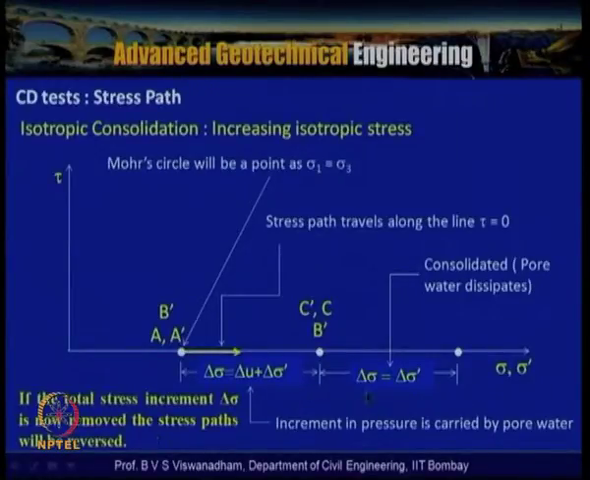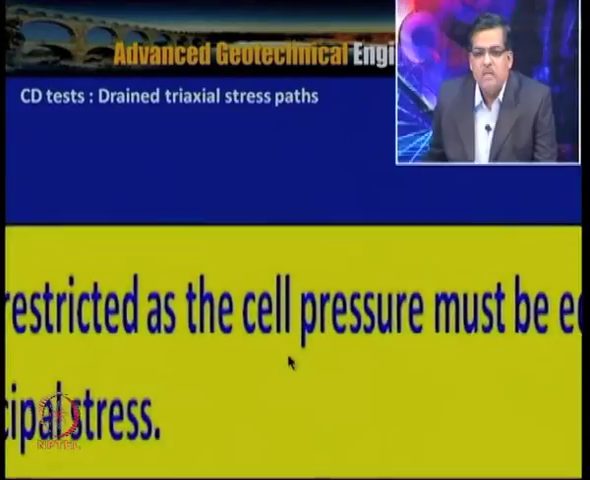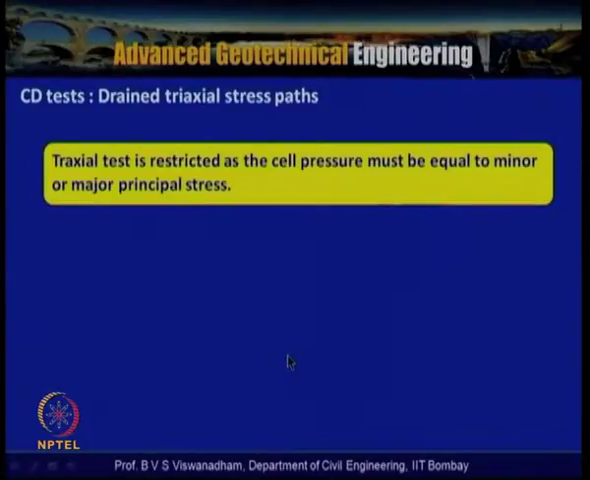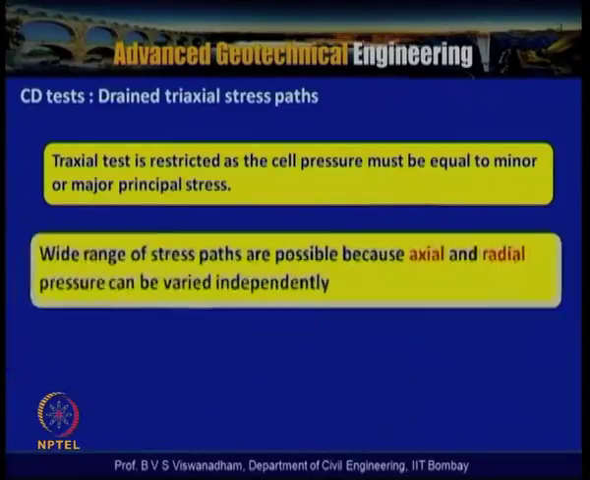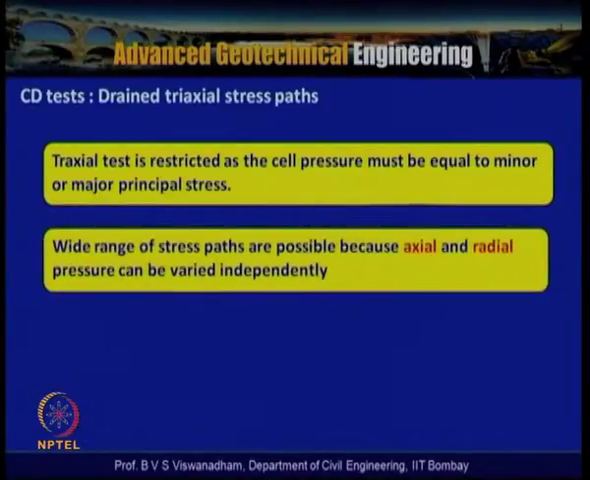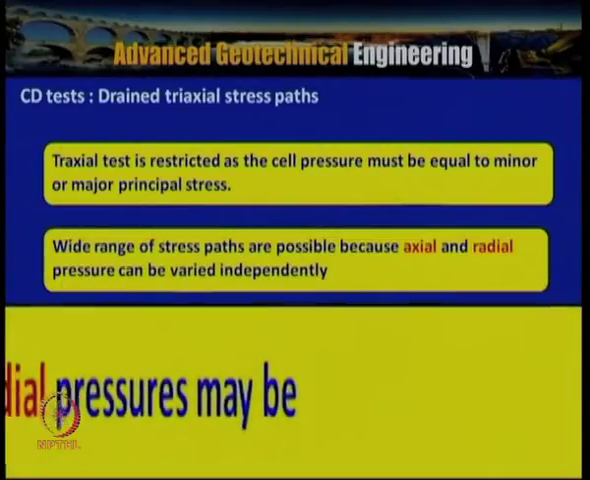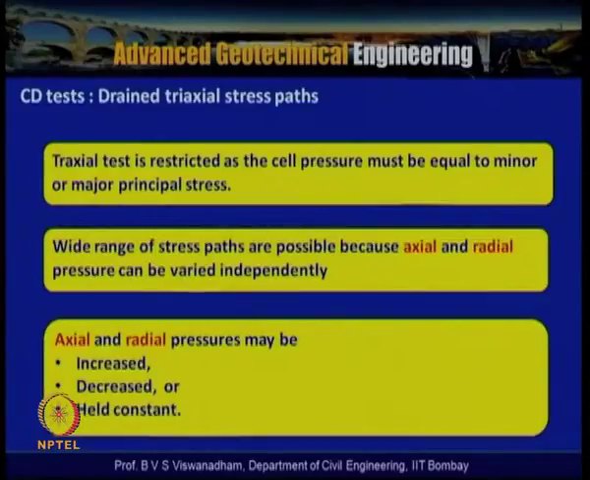If the total stress increment delta sigma is now removed, that stress path will be reversed in the opposite direction. The triaxial test is restricted in that the cell pressure must be equal to the minor or major principal stress, yet a wide range of stress paths are possible because axial and radial pressures can be varied independently. Axial and radial pressures may be increased, decreased or held constant. So what we are deliberating is the number of types of tests which are possible and can lead to different stress paths.